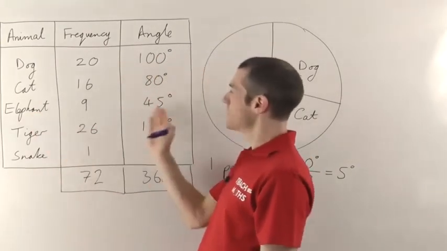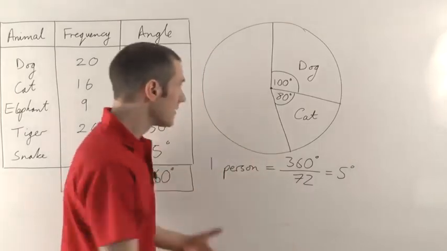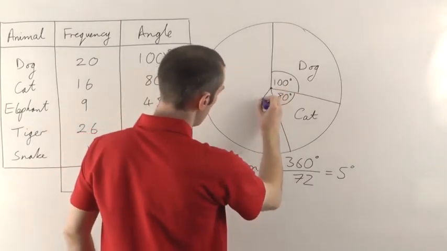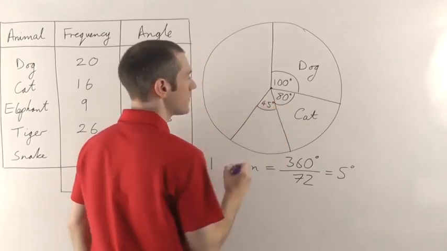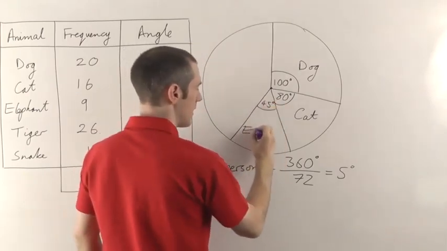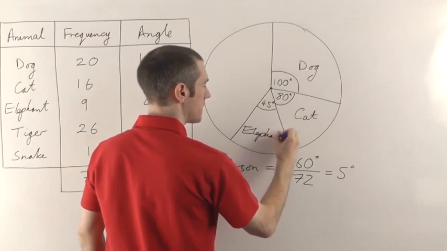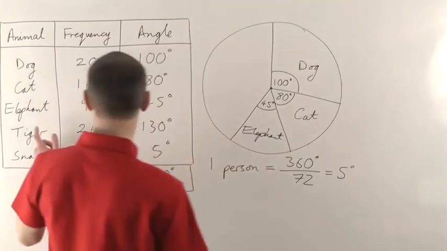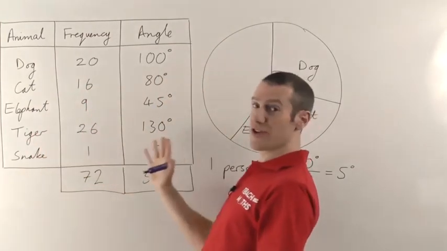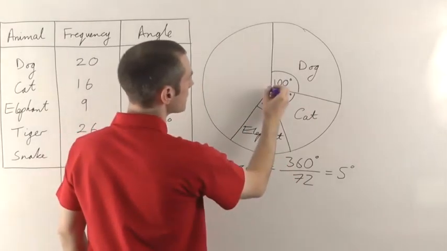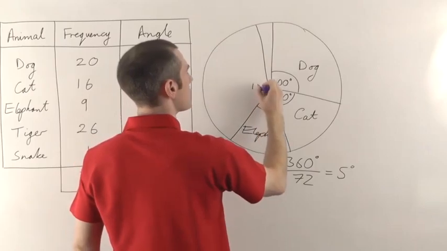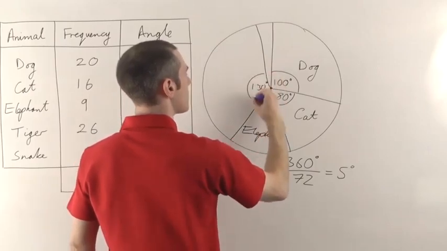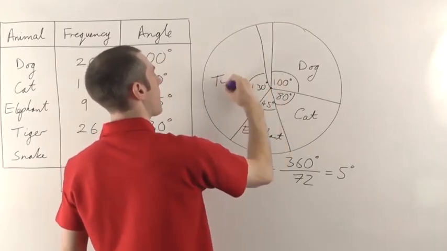Elephant, next up, needs to be 45 degrees. So we'll do another one. That's going to be about there. 45 degrees. Elephant. Then we've got the tiger. It's 130 degrees. That's a really big one. So that's going to go to about there maybe. So 130 degrees for the tiger.